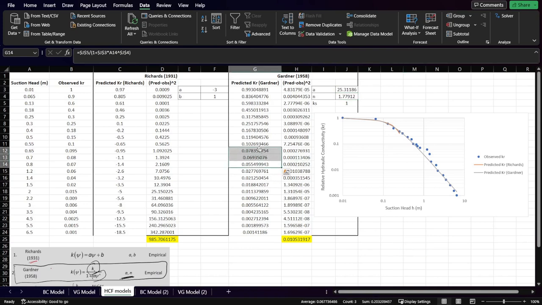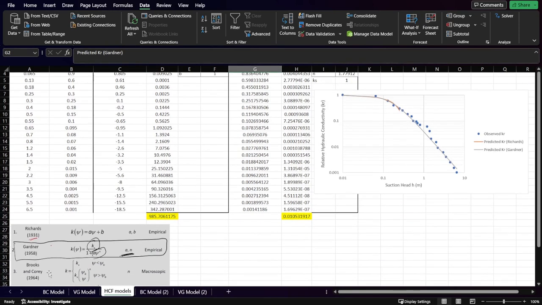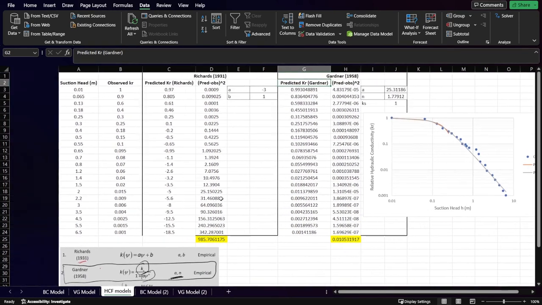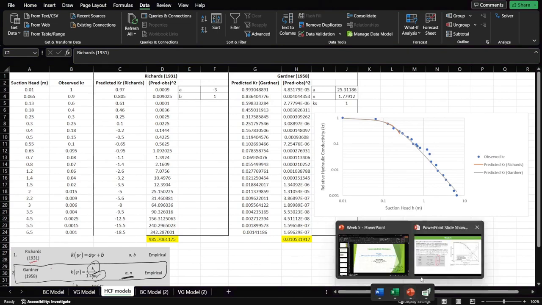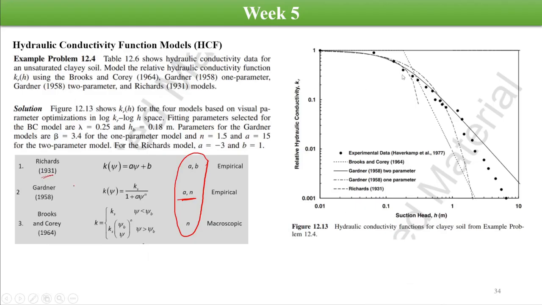Similarly, we can do the same for Richards, and similarly for Brooks and Corey. In the same way, if we do this for Richards and Brooks and Corey, we'll obtain two more sets of predicted values of hydraulic conductivity based on the suction head data available here. These results are shown here. These three models are available here, and the optimum parameter values are also indicated in the answer.